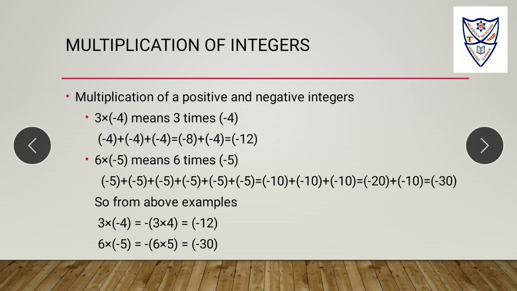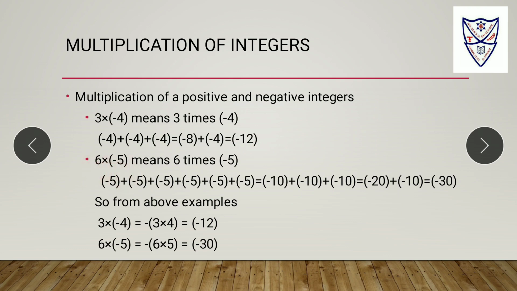Next, multiplication of a positive and a negative integer. 3 multiplied by minus 4 means 3 times minus 4. 3 times minus 4 means minus 4 is added 3 times. That is minus 4 plus minus 4 plus minus 4, which is equal to minus 8 plus minus 4, that is equal to minus 12. We will see another example.